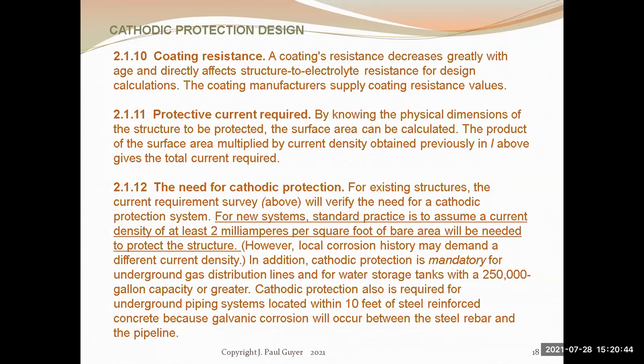The need for cathodic protection then, if the structure exists out there in the field, you can conduct a current requirement survey, which you'll see a schematic of here shortly. That test will tell you what current needs to be flowing in the circuit. If it's not an existing structure, then the standard practice is to assume a current density of at least 2 milliamperes per square foot of bare pipe area. But again, this can be overridden by historical data for similar structures in similar soil conditions.